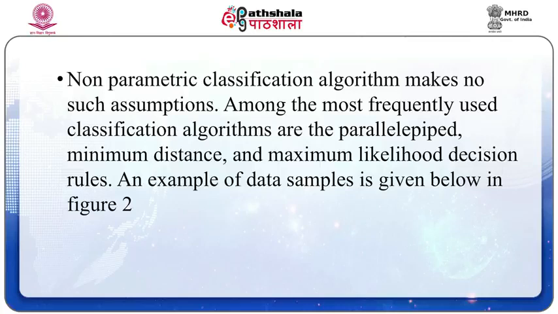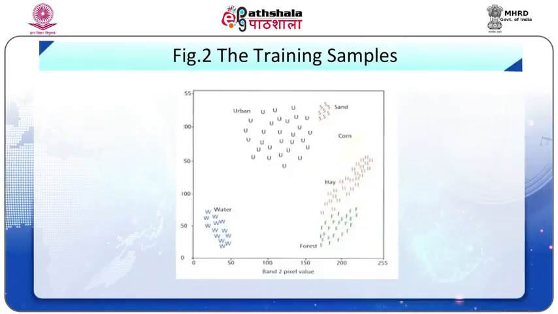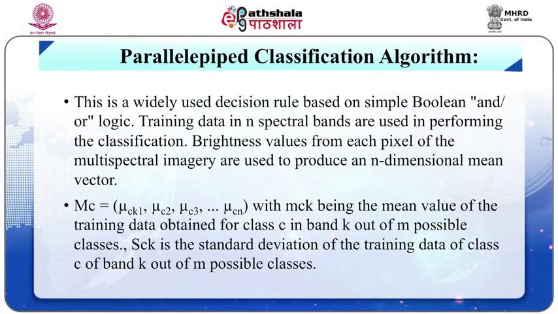Non-parametric classification algorithms make no such assumptions. Among the most frequently used classification algorithms are the parallelepiped, minimum distance, and maximum likelihood decision rules. An example of the data samples is given in figure number 2. Now we will discuss the parallelepiped classification algorithm. This is a widely used decision rule based on simple Boolean and/or logic.